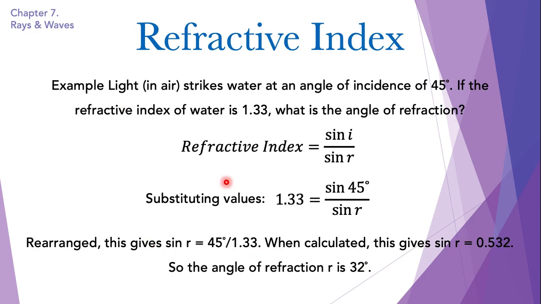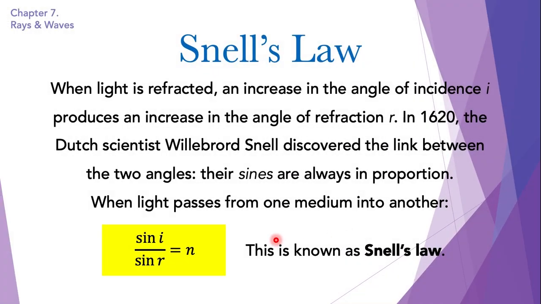So this is the Snell's law equation. n represents the refractive index, sine i represents the angle of incidence, and sine r represents the angle of refraction. So Snell's law is basically that the sines, sine i and sine r, are always in proportion, which means that when they are divided together, we get the refractive index. So this is Snell's law, that sine i and sine r are always in proportion.